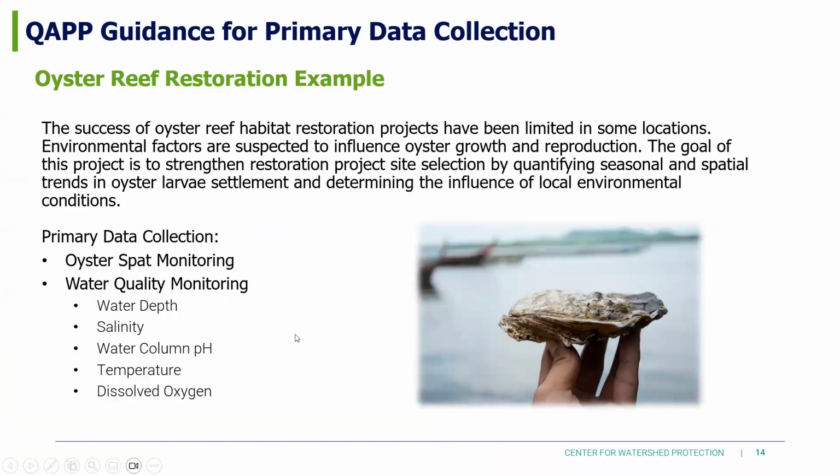Our example today is going to be for an oyster reef restoration. With this project, it was found that the success of oyster reef habitat is limited in some locations, and it's suspected that there are environmental factors that are limiting oyster growth and reproduction. The goal of this project was to strengthen the restoration project site selection by quantifying seasonal and spatial trends in oyster larva settlement and determining the influence of local environmental conditions.